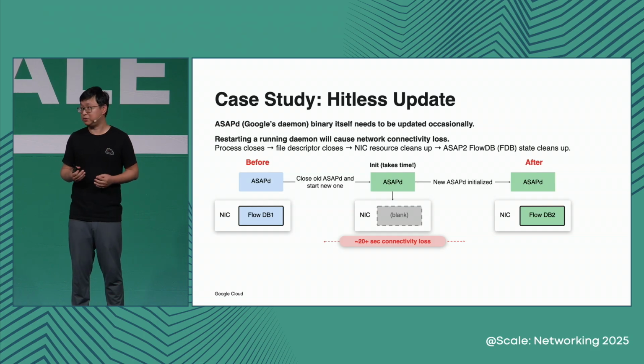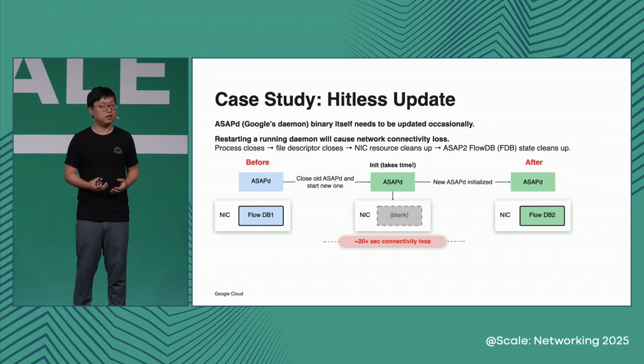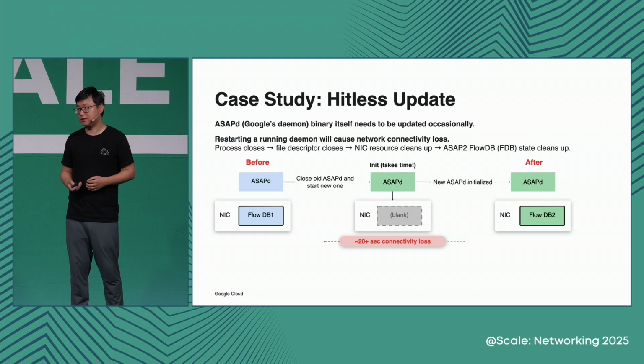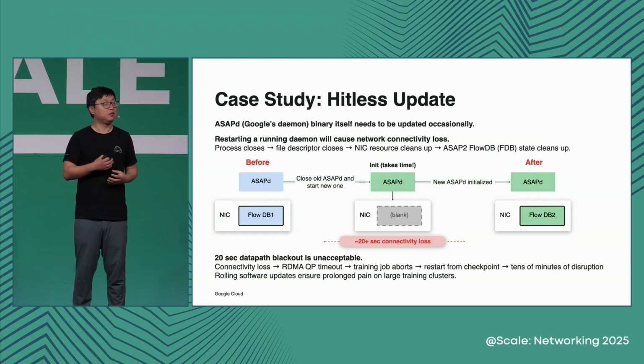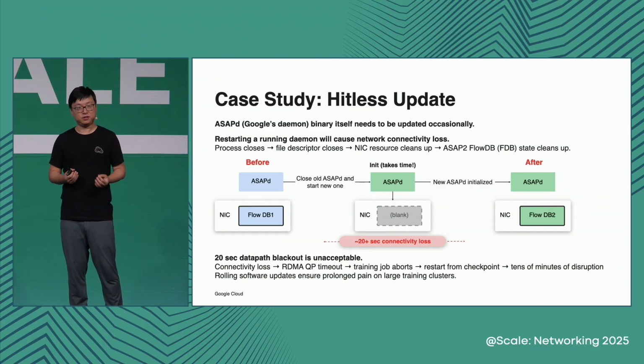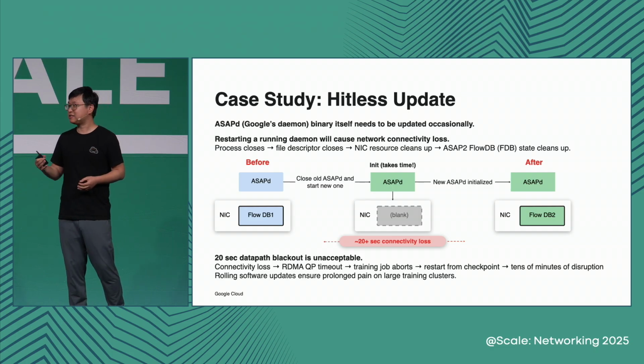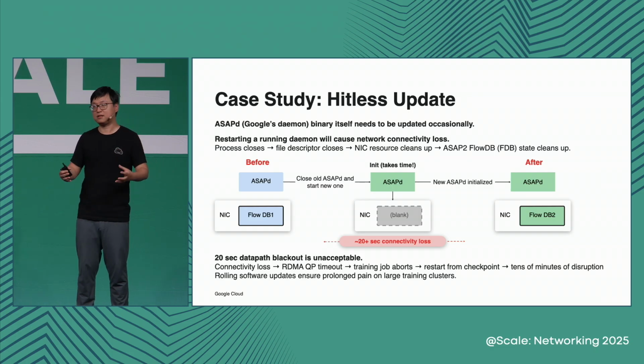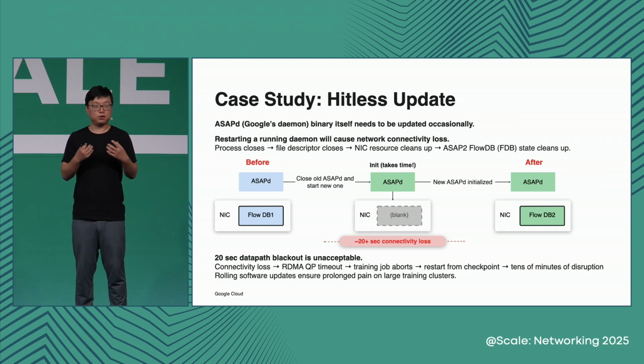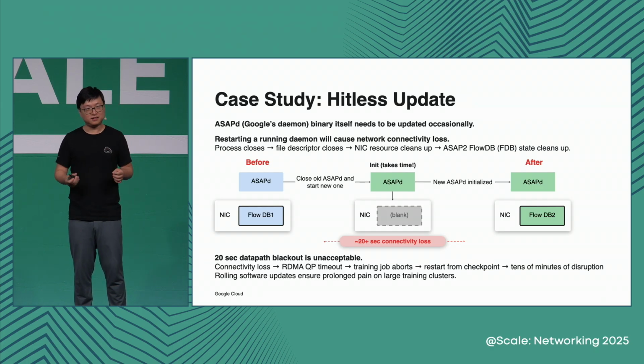And the new software takes time to initialize. For 8 CX7s, it takes about 20 seconds in our experience. So this means 20 seconds of lost connectivity for GPUs. This translates to your RDMA QP timeout, which means a training job now has to abort and you have to restart from a checkpoint. And the worst case is if you have a large-scale cluster with thousands of nodes and we do rolling upgrades, with each node going down for 20 seconds, this renders the entire cluster unusable for tens of minutes or even hours, which is clearly unacceptable.